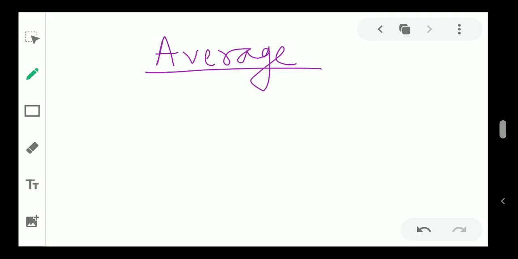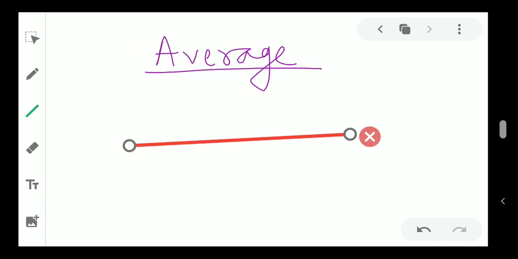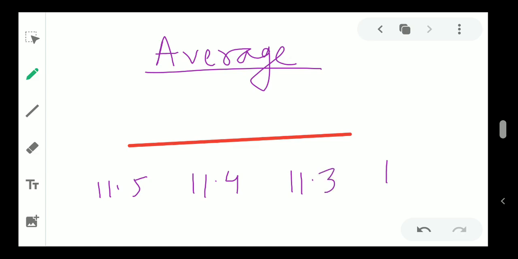I'm giving you one interesting example. Let's say you have a line. Okay, so you have a line like this, and I told you please measure this line. Let's say some of you have found the measurement to be 11.5. Some of you have found the measurement to be 11.4. Some of you have found 11.3. Some of you have found 11.6. So these are different measurements that you all have done.